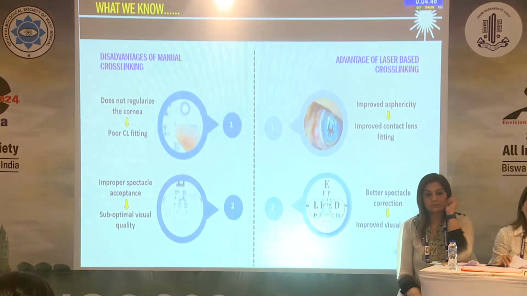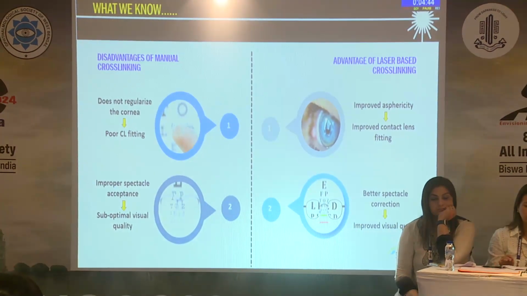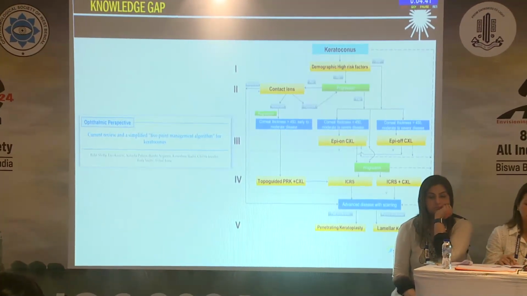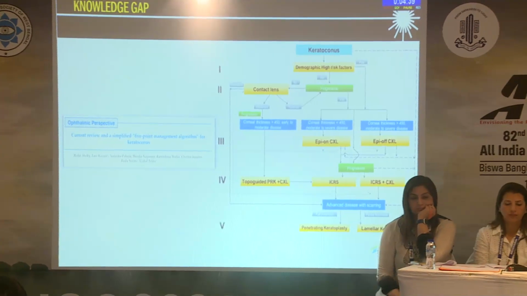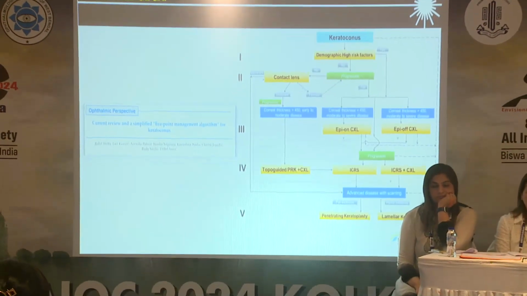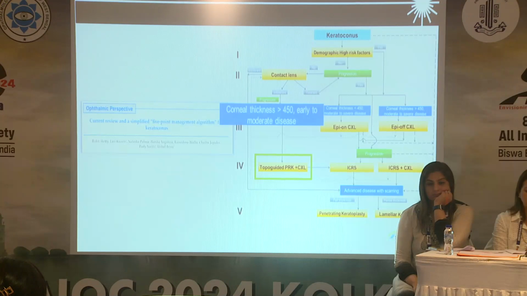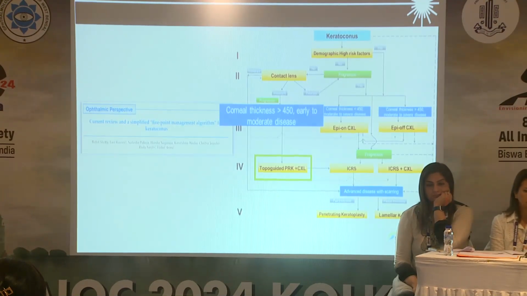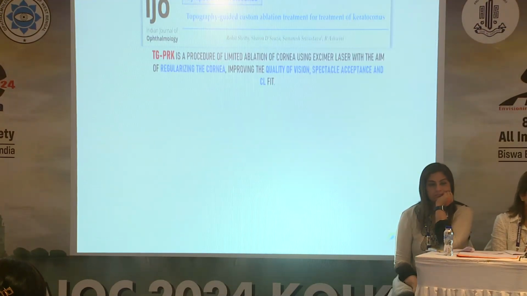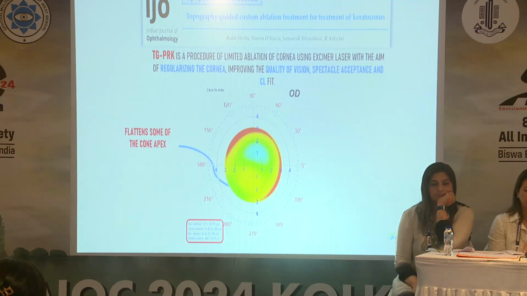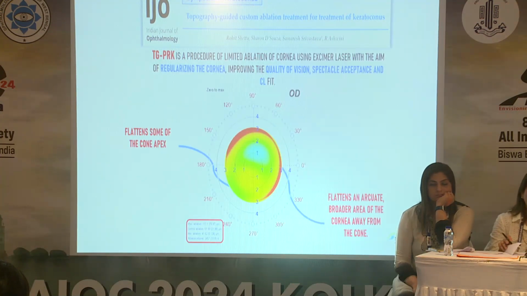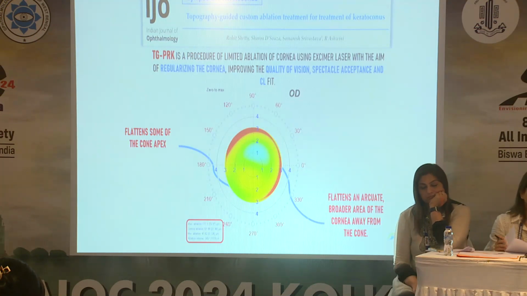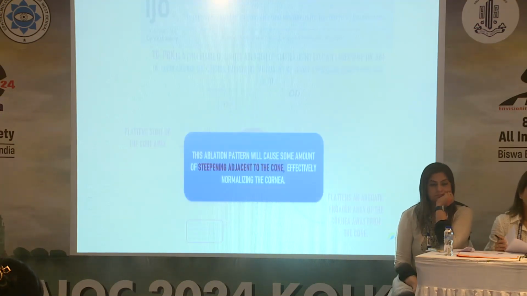There is an improved asphericity, so there is an improved contact lens fitting, and also a better spectacle acceptance. So the standard of the laser-based cross-linking is actually for the corneal thicknesses of more than 450 in eyes with keratoconus. And what we do in this is we flatten some of the corneal apex as well as an adjacent arcuate area. So we create a central bump, thereby mimicking a myopic cornea, which is usually the normal.